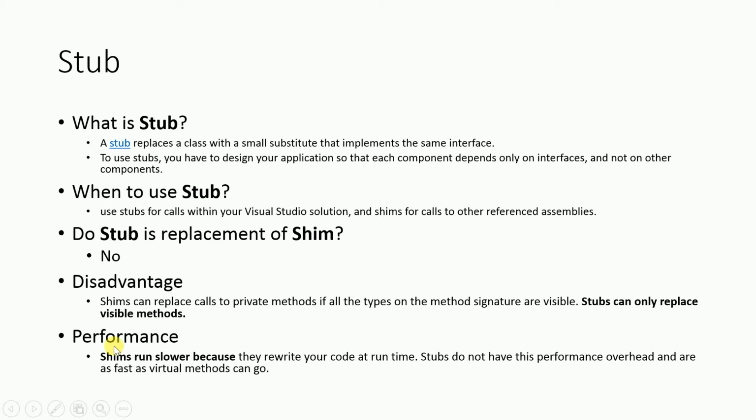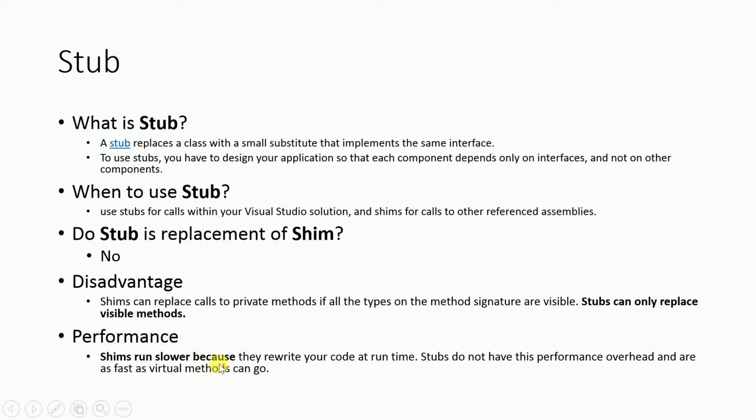And the fifth one, performance. As a good coding standard and approach, go through a stub. Don't go for a shim, because shim generates code at runtime. That's what I have given here: shims run slowly because they rewrite your code at runtime. Stubs do not have this performance overhead, and are as fast as a virtual method call.